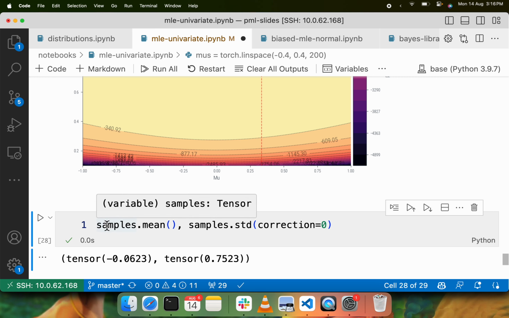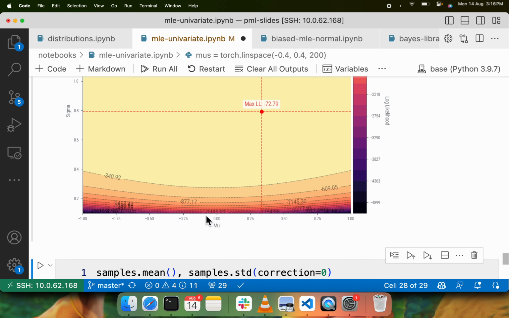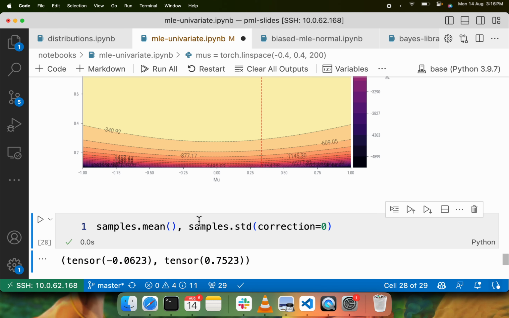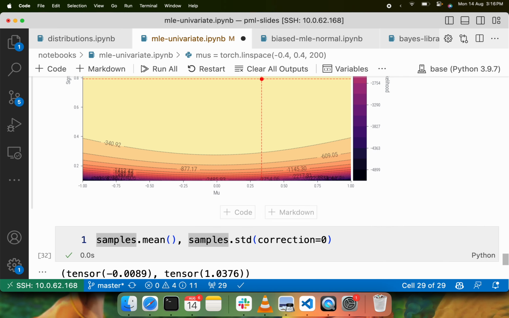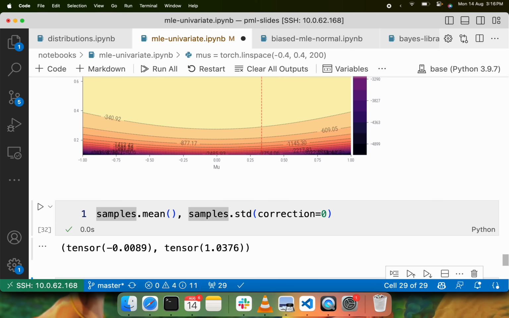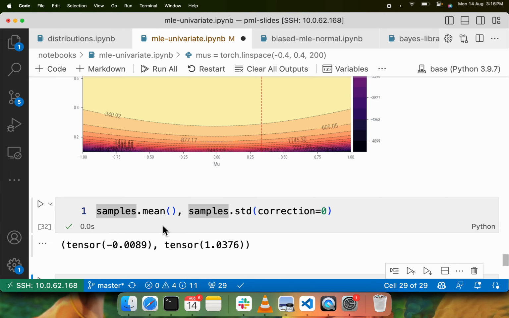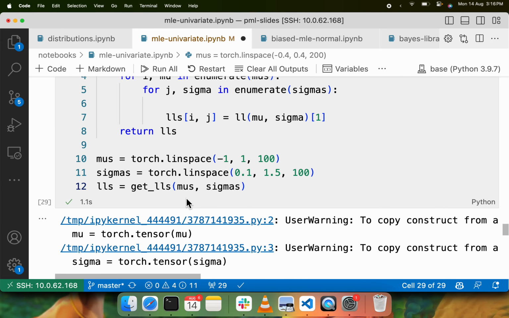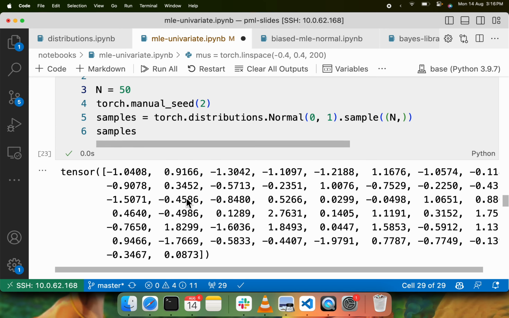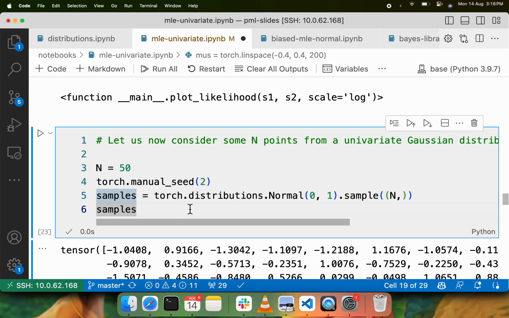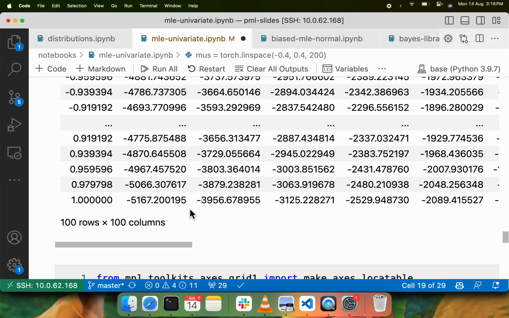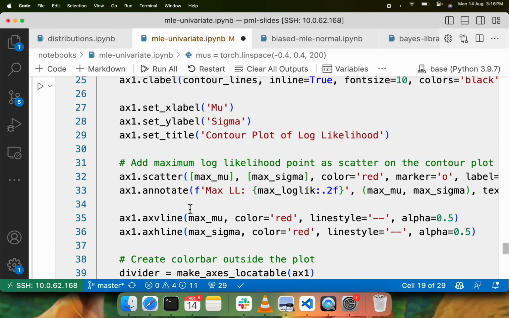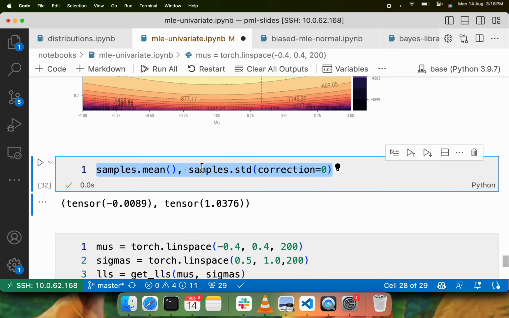I had the samples. My samples.mean is minus 0.0623 and my samples.std with correction equal to 0 is 0.7523. And if you notice this carefully, on the sigma axis I am roughly around 0.7523 and on this I don't seem to be. Okay, I have not run this code, that's why. Okay, there seems to be some disparity in the results that I've got now. I hope I have not redefined samples anywhere. Let's just take these.